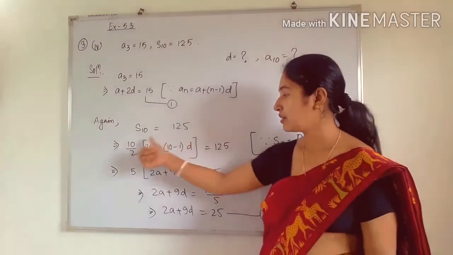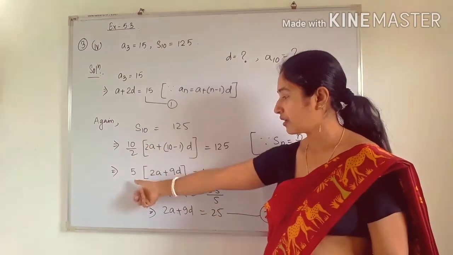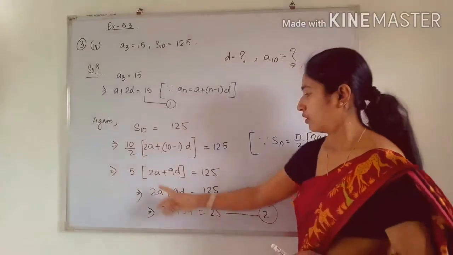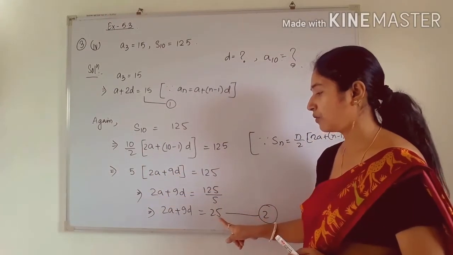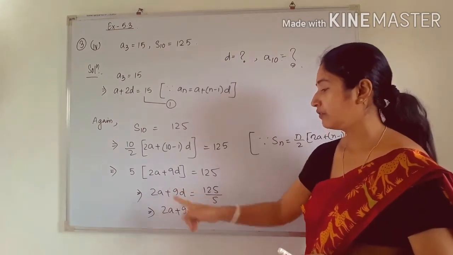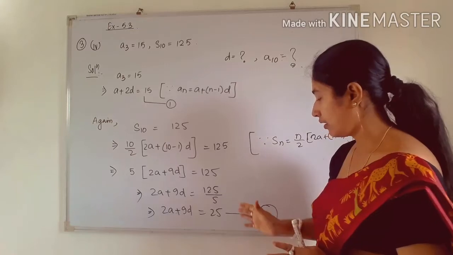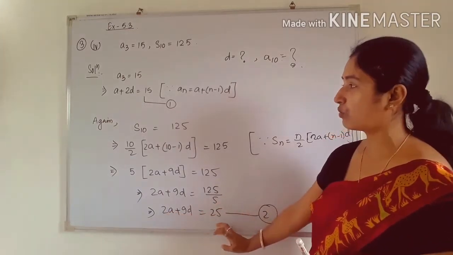So finally, after solving this, we will get 5, it will be cancelled out. So 5 into 2A plus 9D. When we transfer 5 to that side, it will be 125 by 5, which is 25. And on the left hand side we have 2A plus 9D. So finally we got equation number 2, twice A plus 9D is equal to 25.